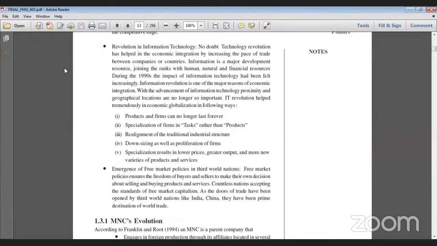Next is the emergence of free market policies in third world nations. These policies ensure the freedom of buyers and sellers to make their own decisions about the standard of free market capitalization.